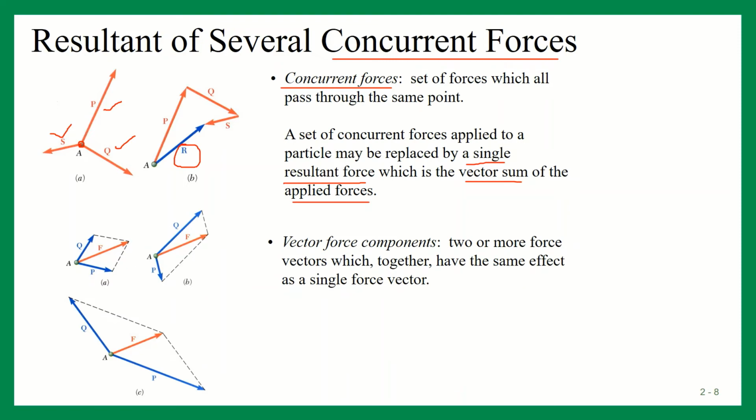So how can you calculate the resultant? You simply draw one vector, then you draw the second vector from the tip of the first vector, then you draw the third vector from the tip of the second vector, and then you simply close the polygon. This is also called the polygon law of vector addition.